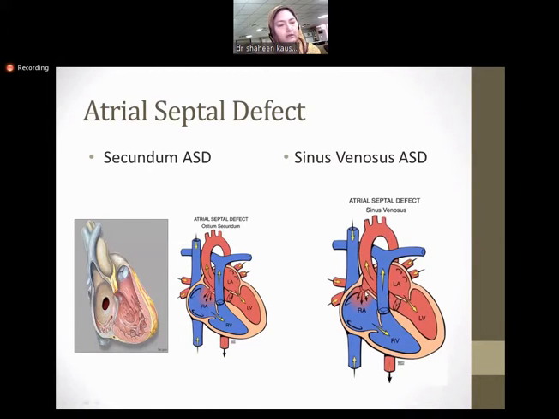Here is the atrial septal defect, and it could be here, ostium secundum. It is the picture that can elaborate the atrial septal defect.